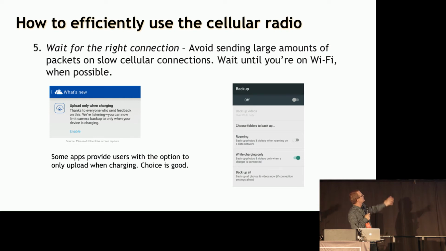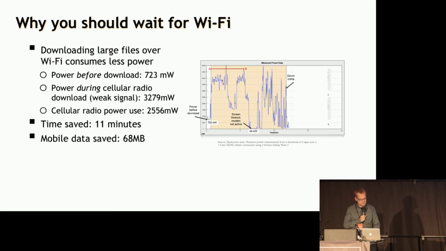Another thing you can do is wait for the right connection. Don't send large amounts of data if you're on a slow connection. I like it when apps actually give you a choice: either wait for Wi-Fi or only do high data when it's charging. Something much appreciated. That's important because I have a bad cellular connection here, and I can show kind of this extreme case where downloading large files over Wi-Fi consumes much less power.